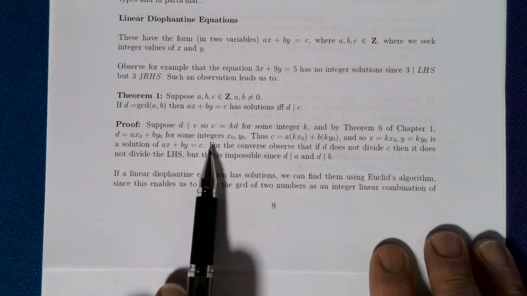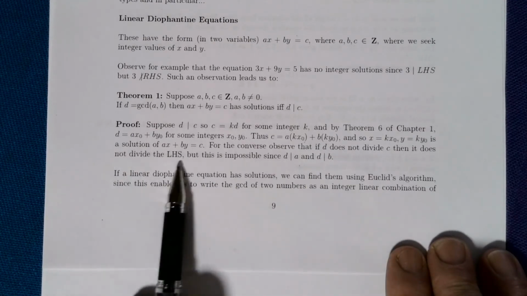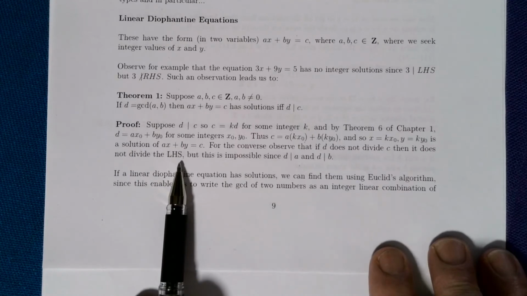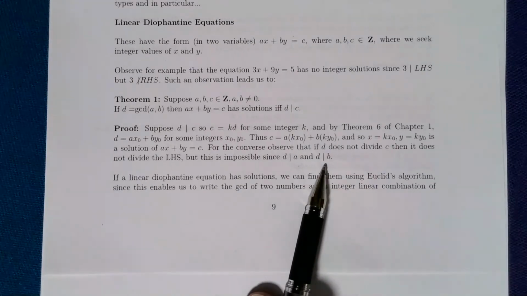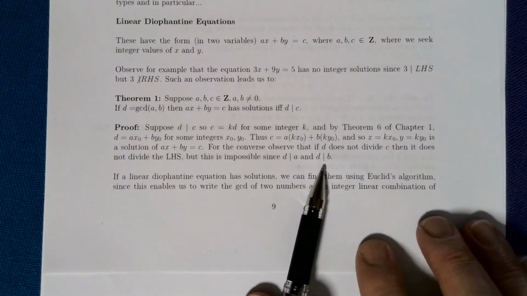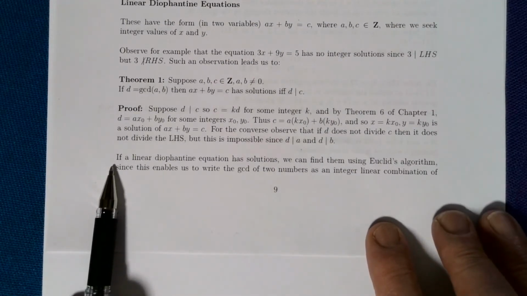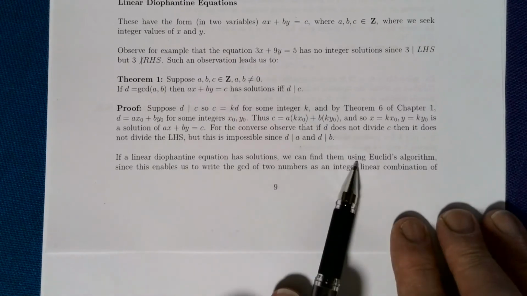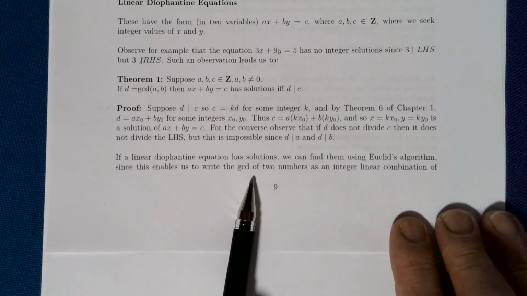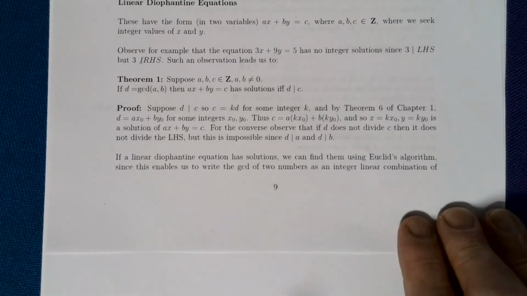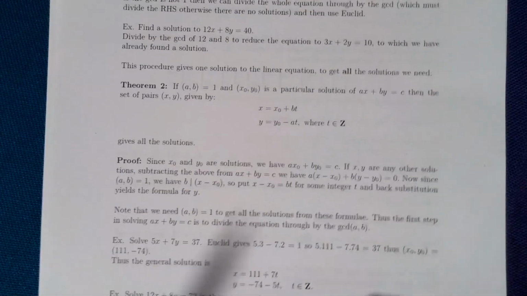For the converse, that's a bit easier, because if d doesn't divide c, then it doesn't divide the right-hand side. But this is impossible because d does divide a and does divide b, and therefore does divide the right-hand side. So we get a contradiction. So if a linear Diophantine equation has solutions, we can find them using Euclid's algorithm, since this enables us to write the GCD of two numbers as an integer linear combination of the numbers we start with, the a and the b. And we'll have a look at some examples of this.